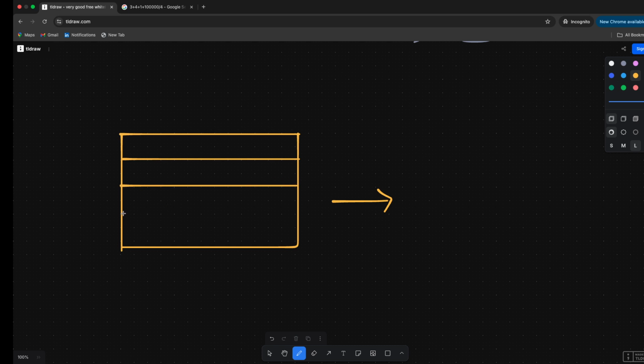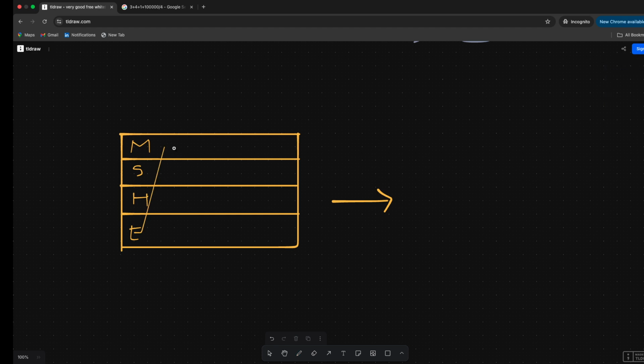Let's have different subjects. For example, we have math, science, and history. These are subjects, right? Now we need to calculate how the student performed, right? So this is the number of credit hours that we have, and one column is going to represent the grade that you got.